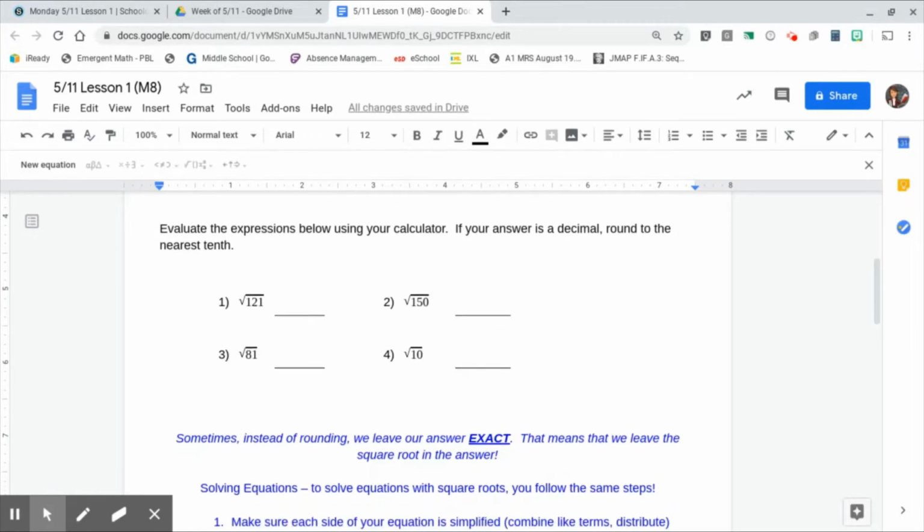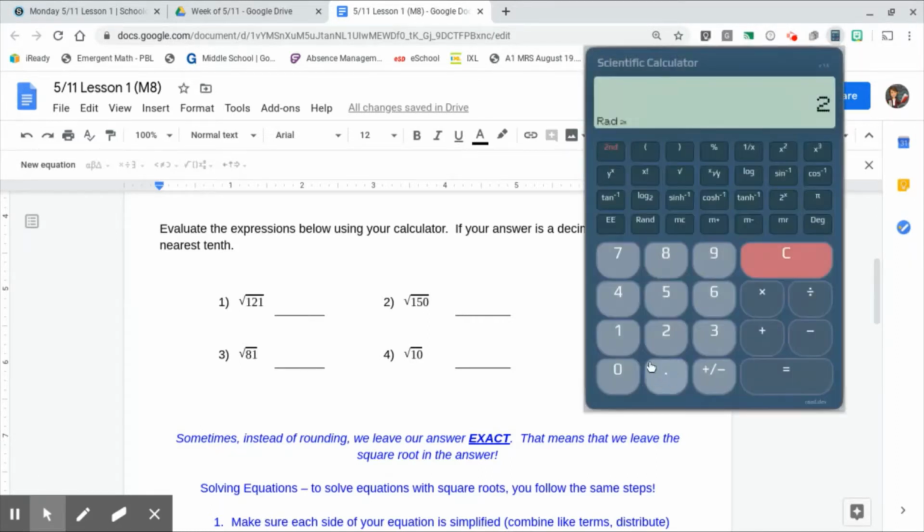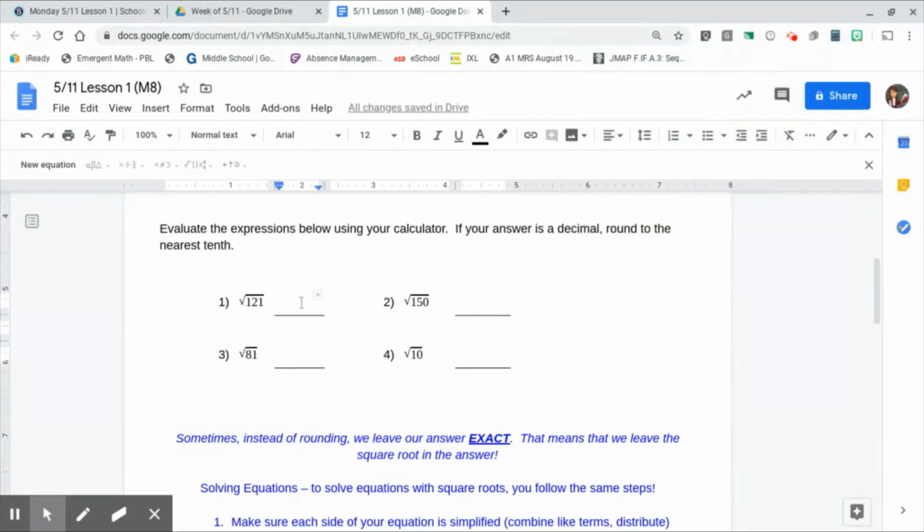That's 1 decimal place. I'm going to do the first one with you, the square root of 121. I'm going to use the scientific calculator extension on my Chromebook. I type in 121 first for this calculator, and then I type square root, and I get 11. What that means is that 11 times 11 is 121. In other words, 11 squared gives me 121. I want you to try 2 through 4 on your own. If you get a decimal, round to the nearest tenth.